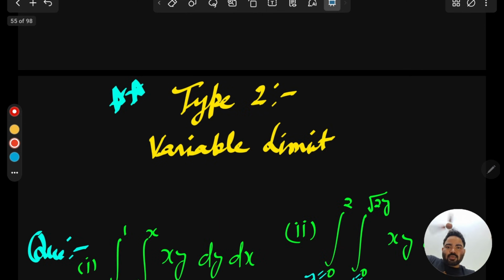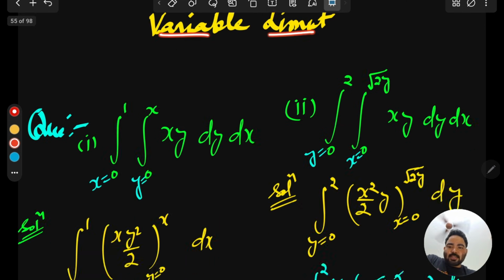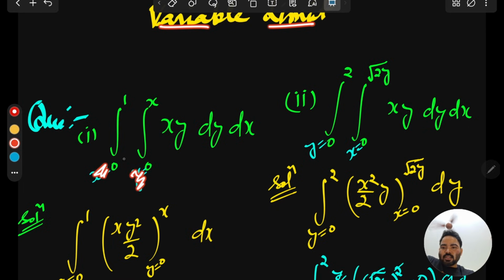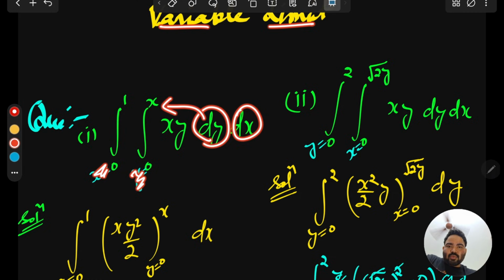Now let's move on to type 2, variable limit. So this is the double integral we are going to solve, variable limit. And if this is not given, and this is the question you have, integration 0 to x of xy dy dx, and clearly you can say this is dy. If dy is there, then you can imagine this should be the y limit. Not always, but if there is no mention, then 99 percent of the time the limit is the y limit.